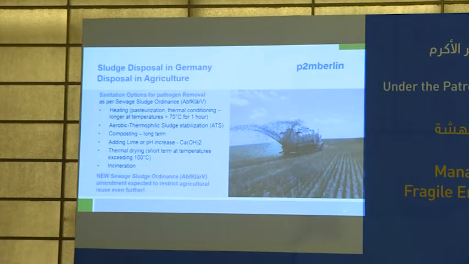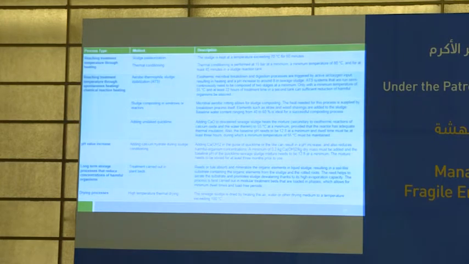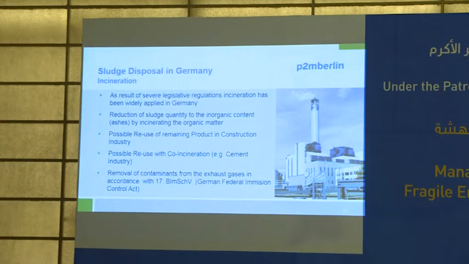Agriculture: we have very strict sanitation and disinfection requirements. I listed a few here: heating, ATS, composting. You need time or energy to do so. This is from the sludge ordinance. More details, I don't want to go into, that would go too far right now. Just to take from that, we need to make sure pathogens are completely removed and the reuse is safe.